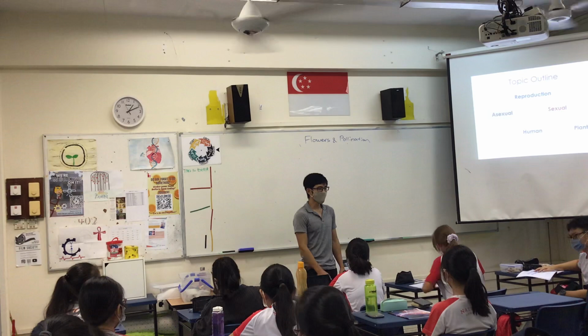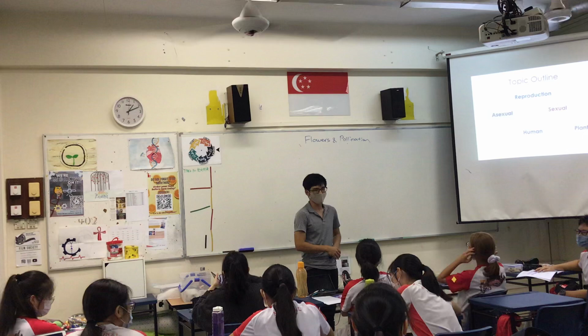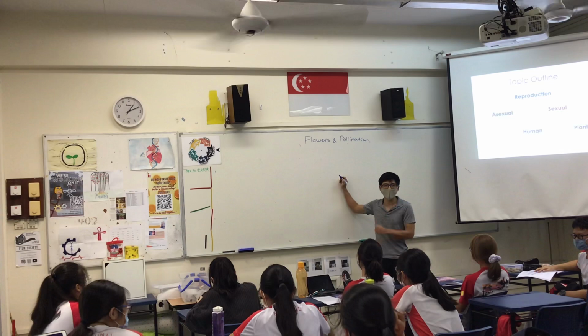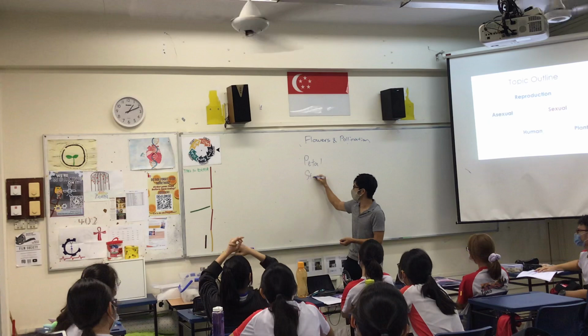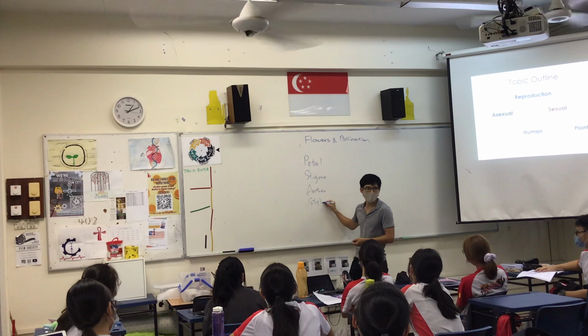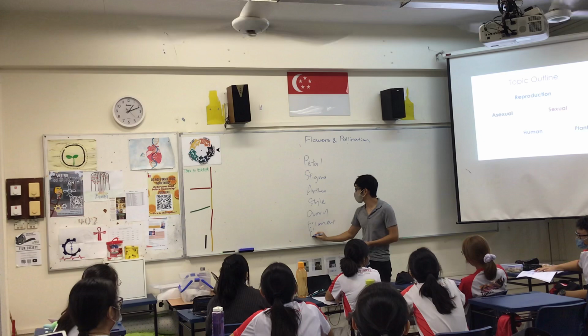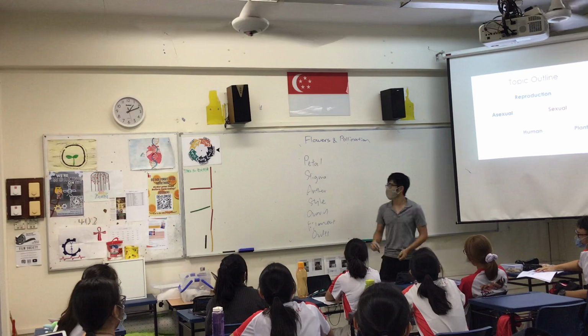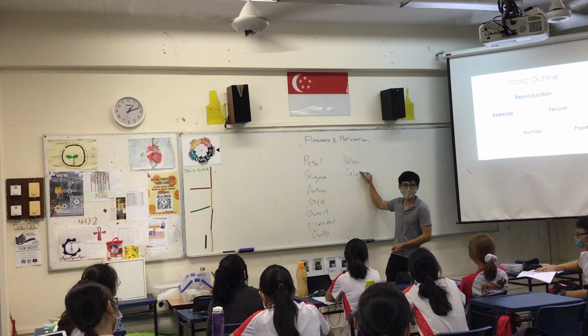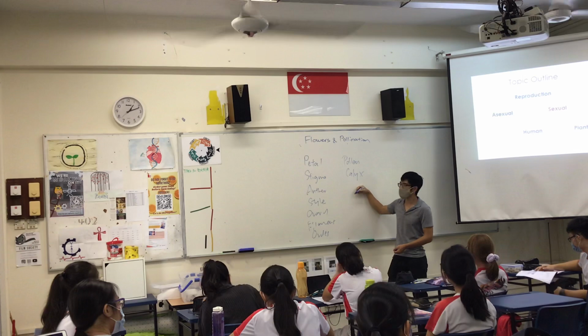I'd like you to throw out as many words or terms as you know, parts of a flower, then we try to string them together to form a flower. Give me what you've got. Petal. I hear stigma. Anther. Style. Ovary. Filament. Ovules. Pollen. Nectar.